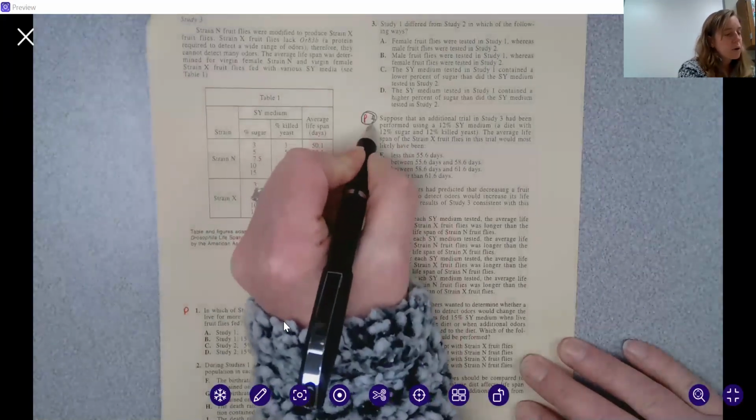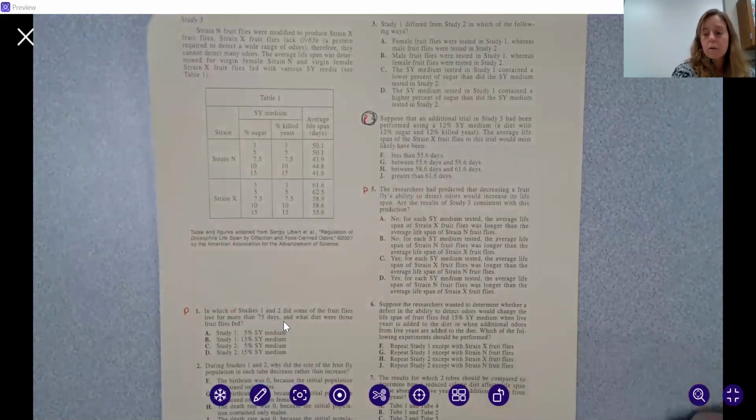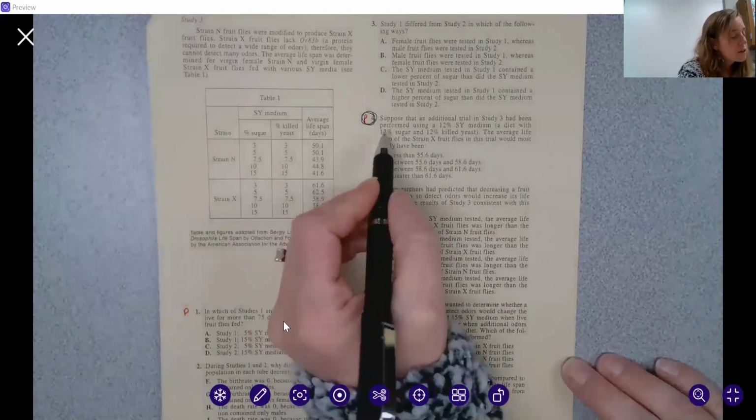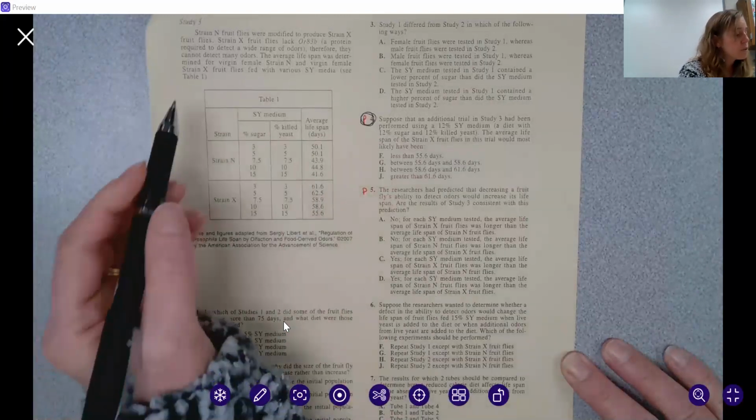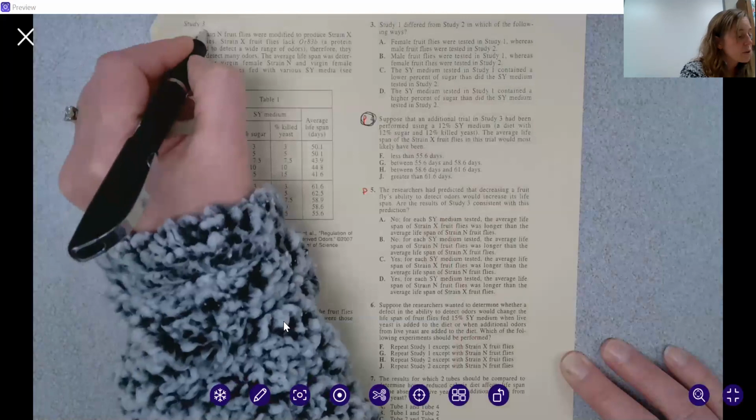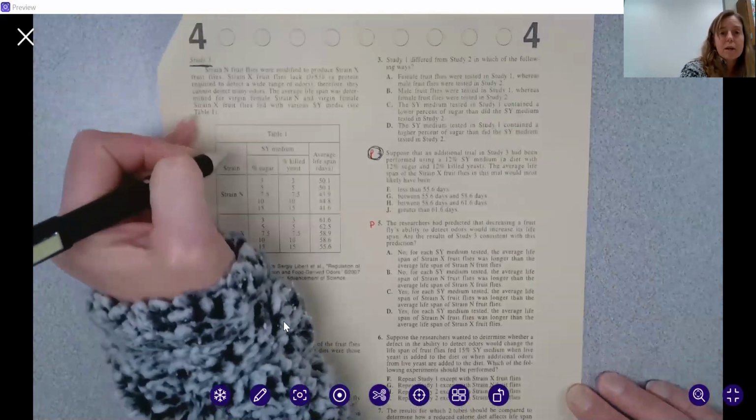So that's the question we're going to be working on, question 4, okay? And this is a predicting question. It says, suppose that an additional trial in study 3. So we go to study 3 at the top. As you can see, there's study 3. Oops, you probably can't see that, okay?